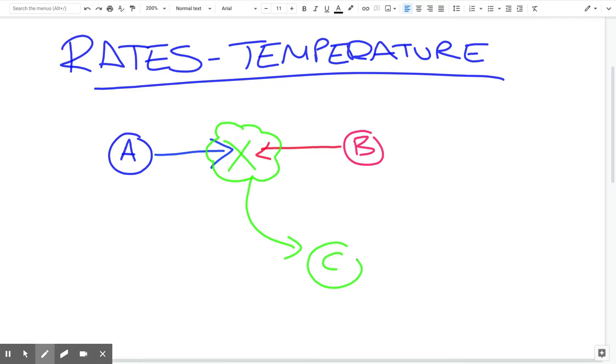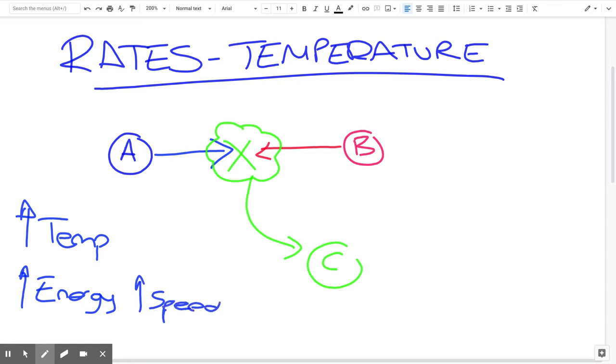Now, there's a number of ways in which temperature can affect this reaction. If we think of a simplistic way in which the particles move, if we increase the temperature of the reaction vessel, then both of these particles are going to increase in energy. So if we increase the temperature of a substance, then what we assume is that the energy of the substance is also increasing. What that's going to do is increase the speed of the particle motion.